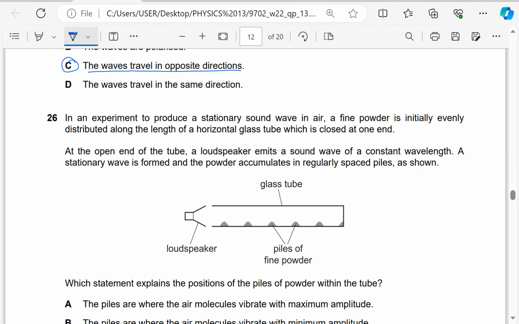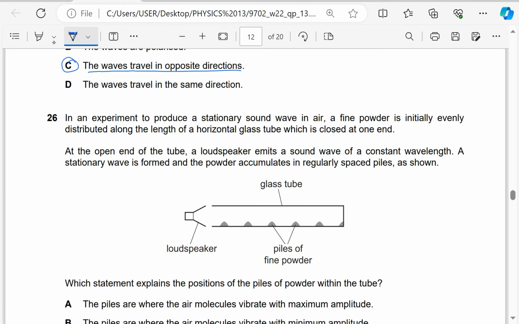In an experiment to produce a stationary sound wave in air, a fine powder is initially evenly distributed along the length of a horizontal glass tube, which is closed at one end. At the open end of the tube, a loudspeaker emits a sound wave of a constant wavelength. A stationary wave is formed and the powder accumulates in irregularly spaced piles as shown.